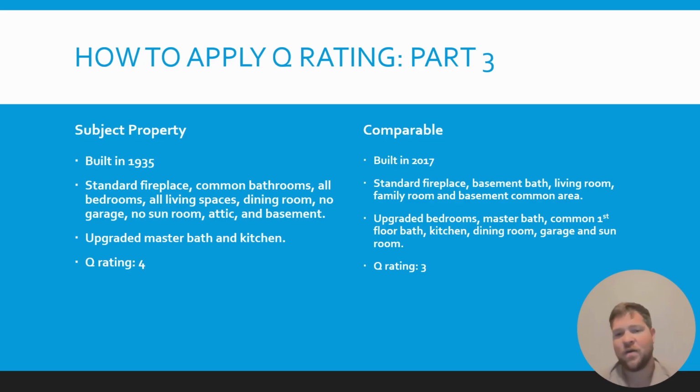Your comparable property, however, is built in 2017. It's a standard fireplace, standard basement bath, standard living room, family room, and basement common area. It has upgraded bathrooms all throughout the house, except for the basement, of course. The upgraded master bath, upgraded common first floor bath, upgraded kitchen, upgraded dining room, upgraded garage, upgraded sunroom. So what you see is a lot more upgrades than it typically would have on the other one.